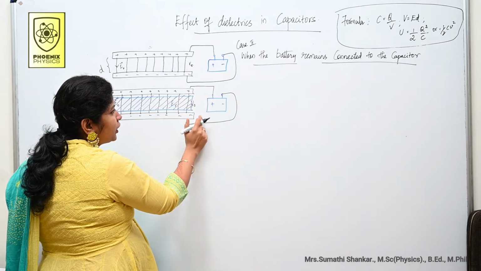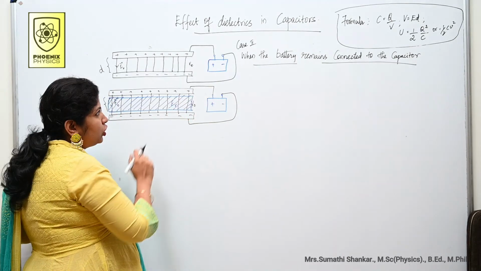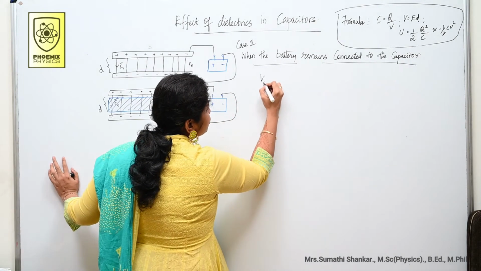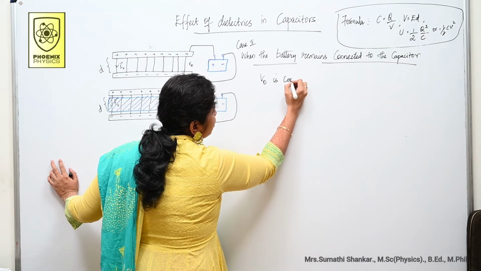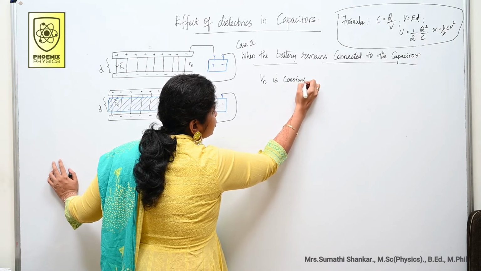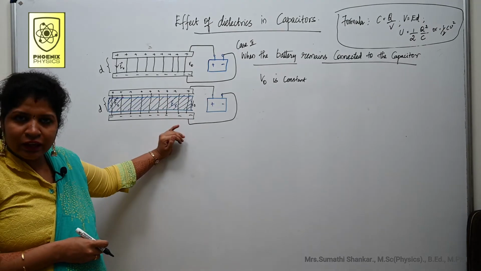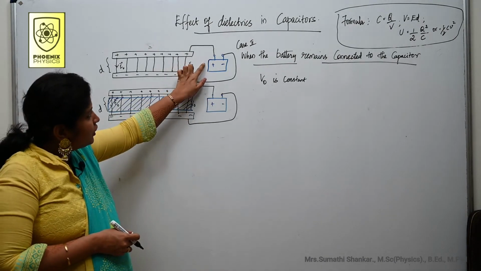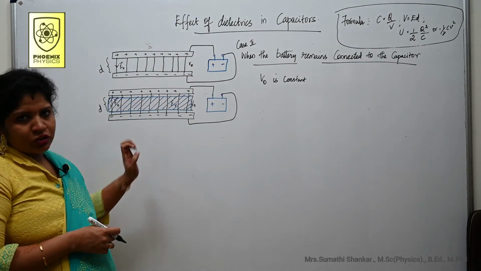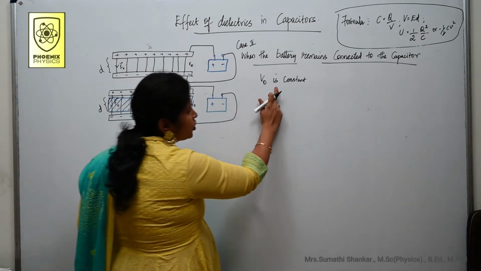Here the battery is connected to the capacitor. So V naught is constant here. Why did I say V naught is constant? With or without dielectric material, the battery is connected to the capacitor. So V naught is constant.